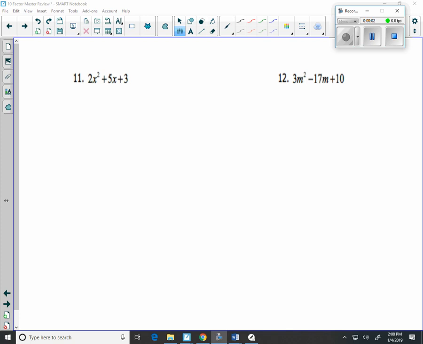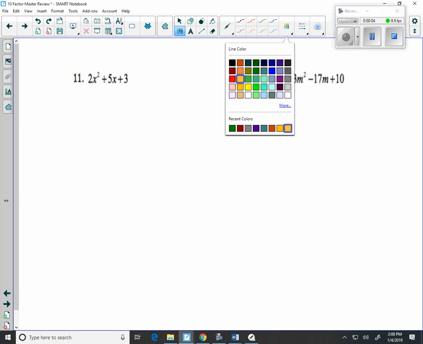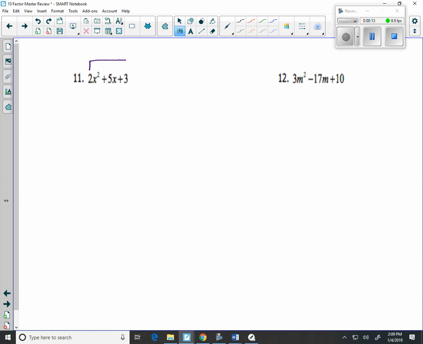Okay, just a couple more of these trinomials. So no GCF with this one. I see 2, but 2 doesn't go into 5. So it's good to try to think through the GCF. We're still going to do the same process.